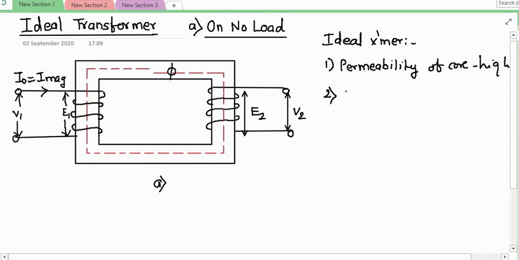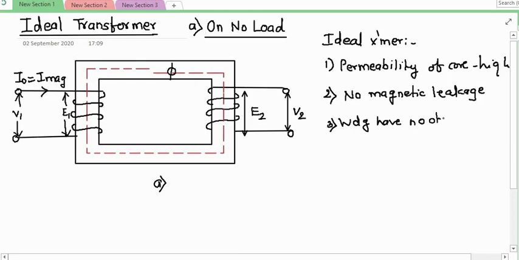Second assumption is that there is no magnetic leakage. It means that all the flux is confined to only the iron core and links with both windings, primary as well as secondary. Then third assumption is that the windings have no ohmic resistance.